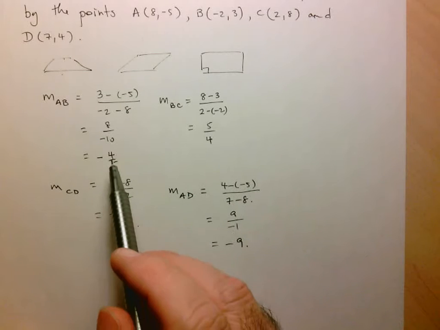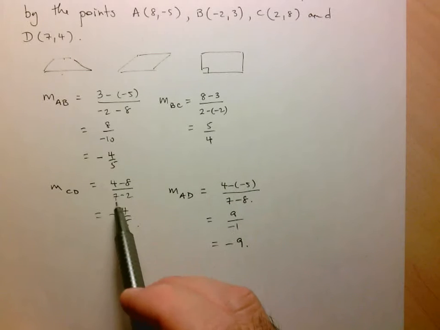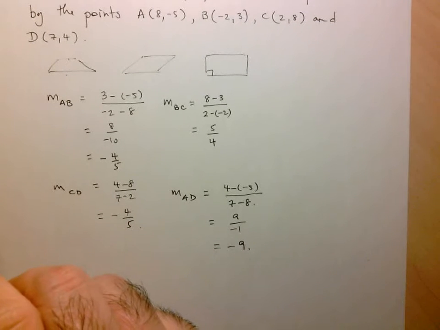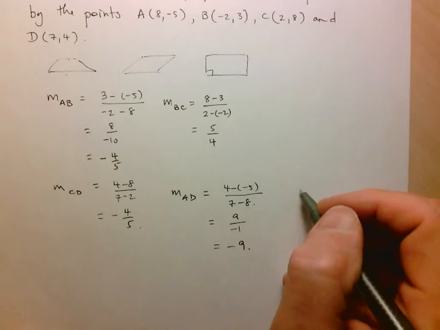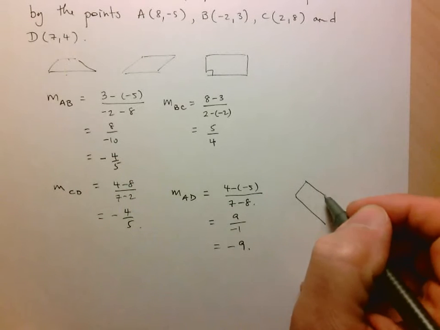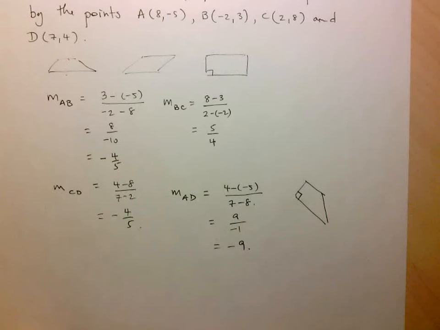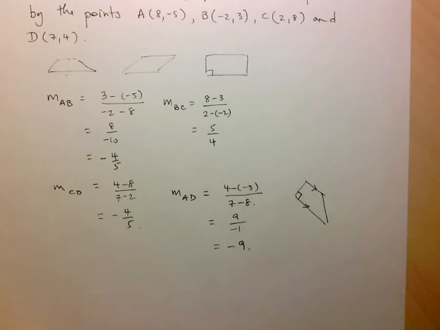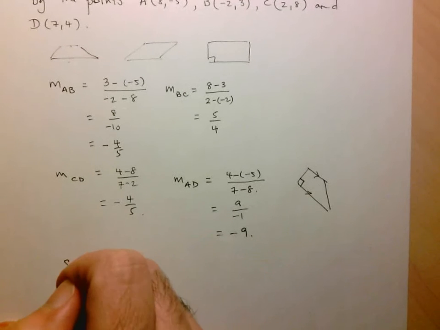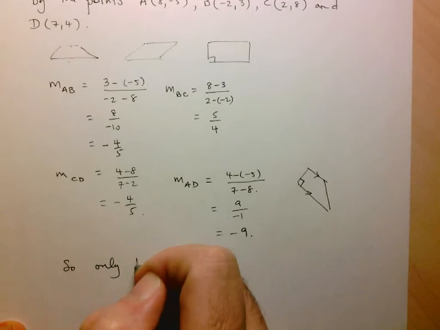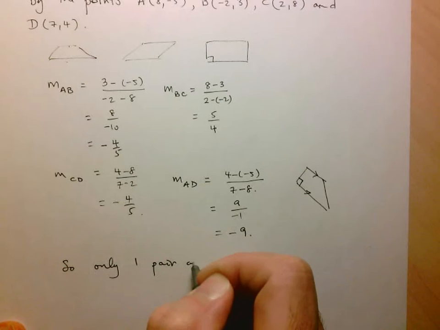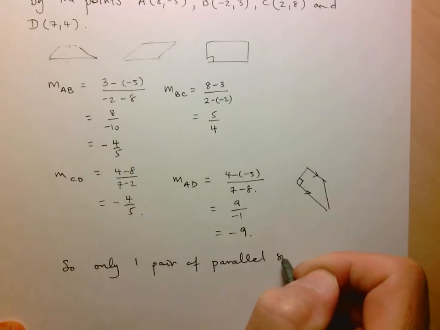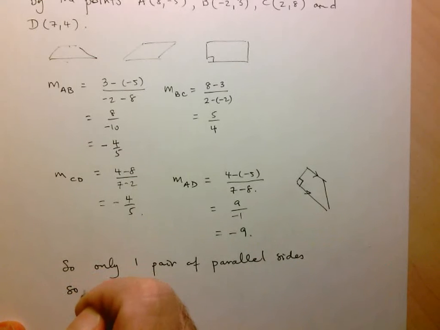So if I have only one pair of parallel sides, it means that I must have a trapezoid. It just so happens that it's a trapezoid that has one right angle, but it's still a trapezoid because there's only one pair of sides that are parallel. So only one pair of parallel sides, so it is a trapezoid.